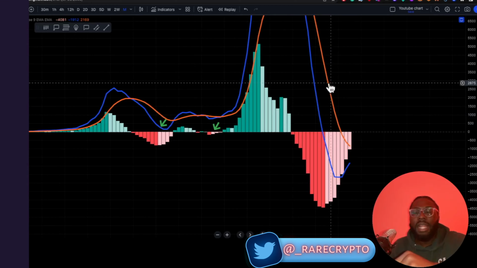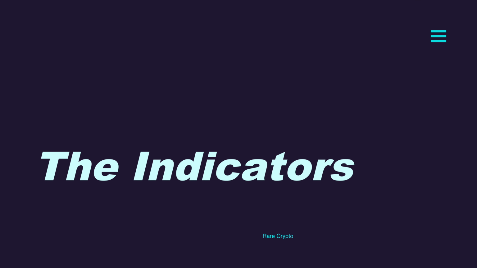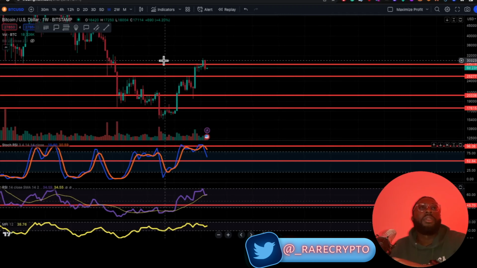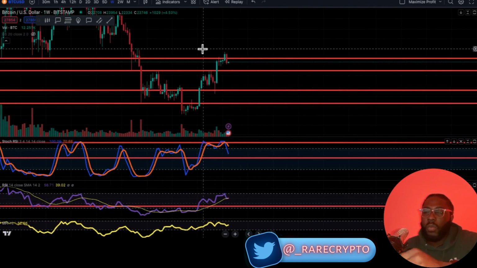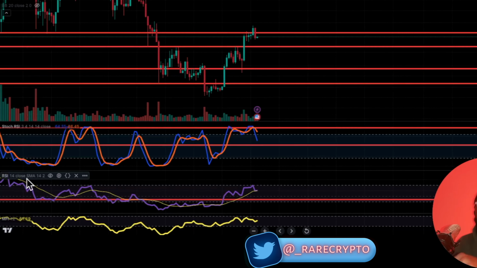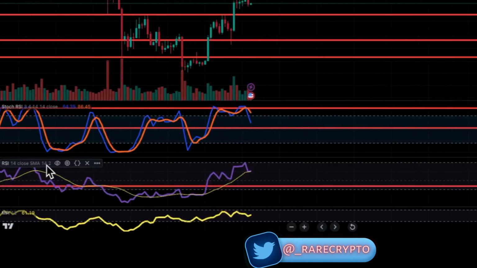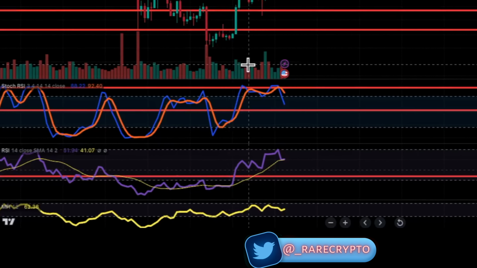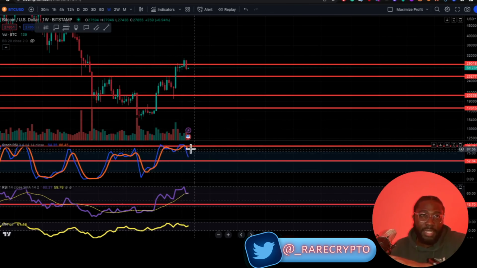All right, now it's time for the indicators. Looking at the indicators here, what do we have? We have the stochastic RSI, the RSI, and the MFI. Calling out what we called out last week here, on the weekly chart, we have a cross on the stochastic RSI.